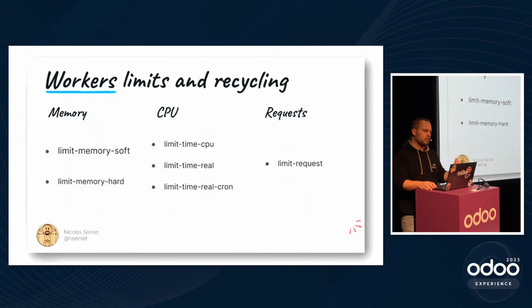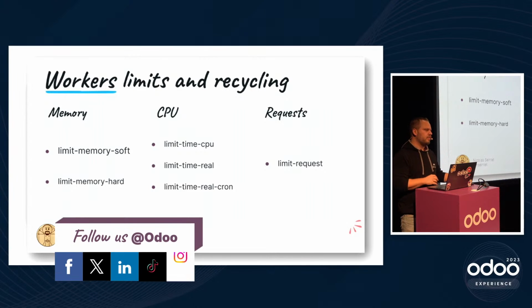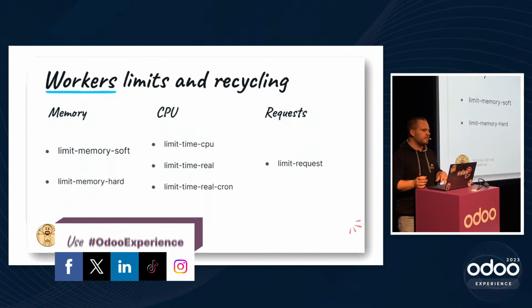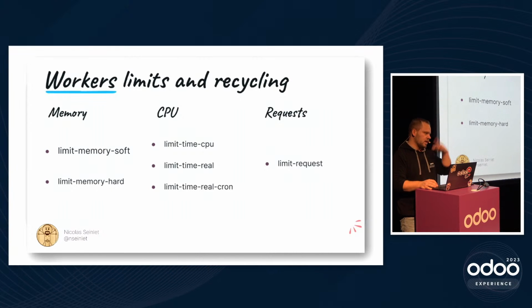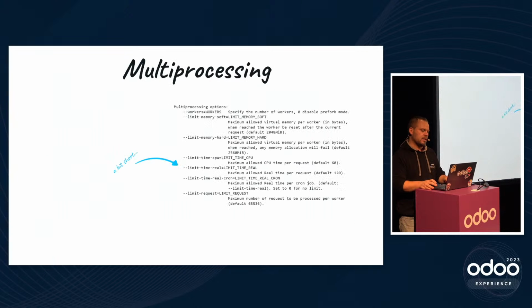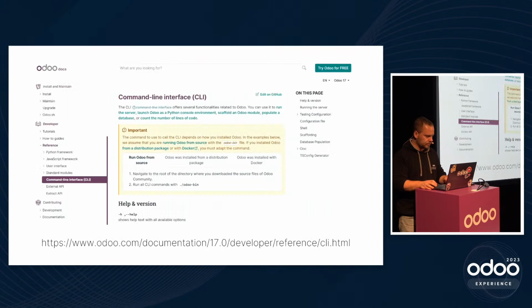And in the past, we also recycled workers after a set amount of requests. This still works. I think by default, it's 8,000 requests or something. But since we have far fewer memory leaks than we had in the past, honestly, leave the default. You basically will never reach it. You can even set it higher. You don't really need to recycle after a number of requests.